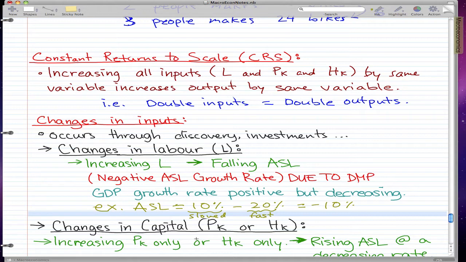If we have like 500 people in a small room, then people can't even move. It's less efficient. Then the rate at which we're making things is slowed, and this leads to our negative ASL growth rate, and that's how we get diminishing marginal product.